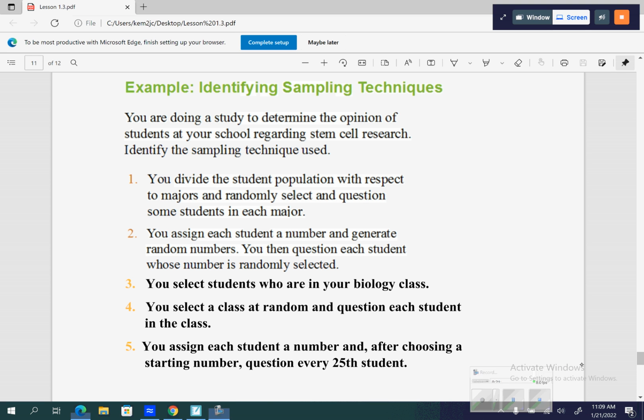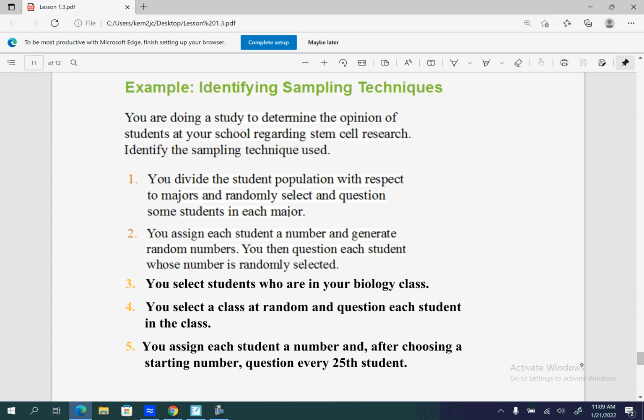All right, first one, you divide the student population with respect to majors and randomly select and question some students in each major. What is that? That is a stratified sample. Good, number 1. All right, you assign each student a number and generate random numbers. You then question each student whose number is randomly selected. That is? Random. Yes, and they're going to use the word simple random, but it is just straight random.